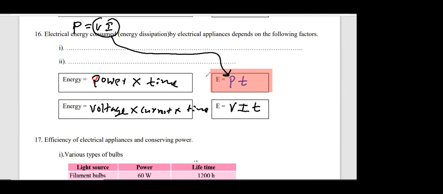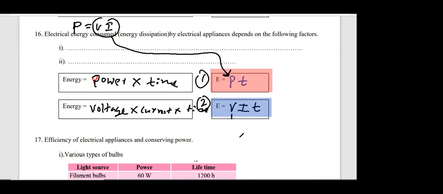So what are the two equations to calculate the energy consumption of an electrical appliance? Energy equals power into time. That is the first one. Number one, write energy equals power into time. Number two, write energy equals VIT.